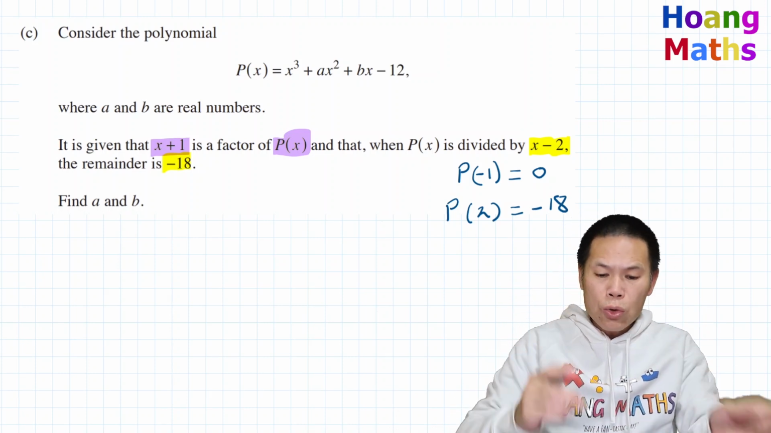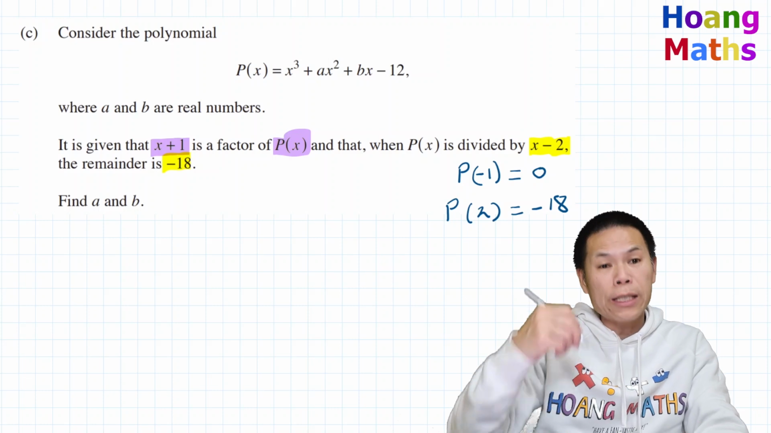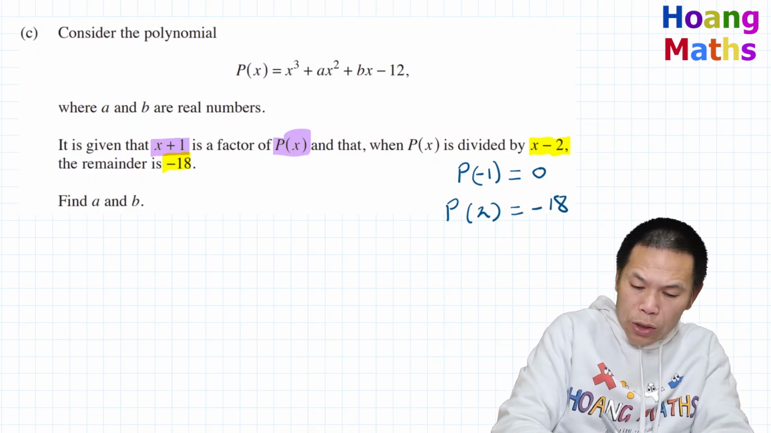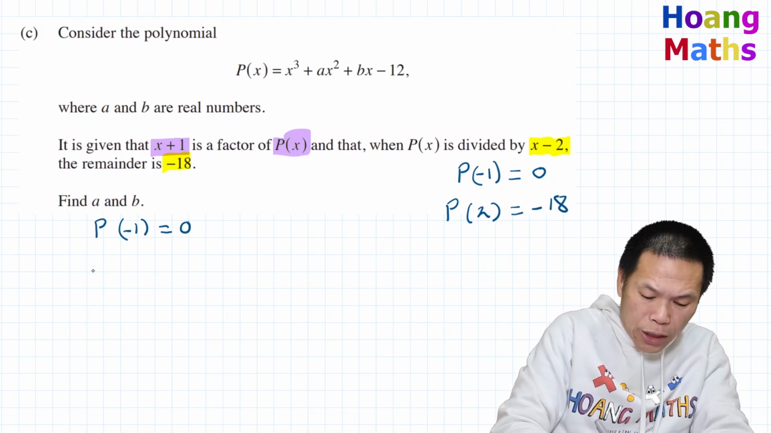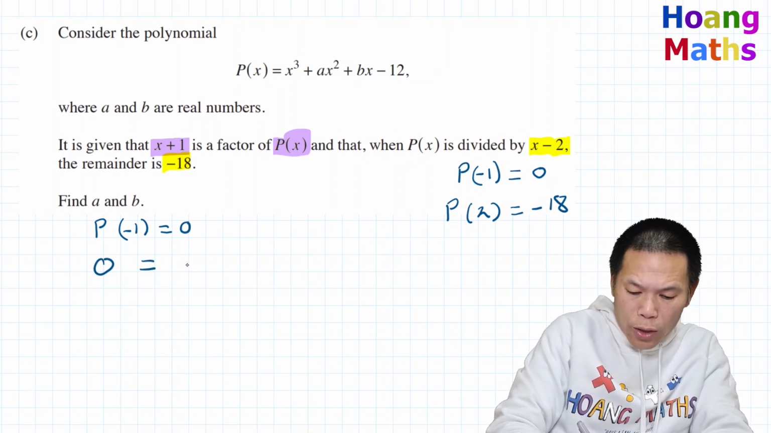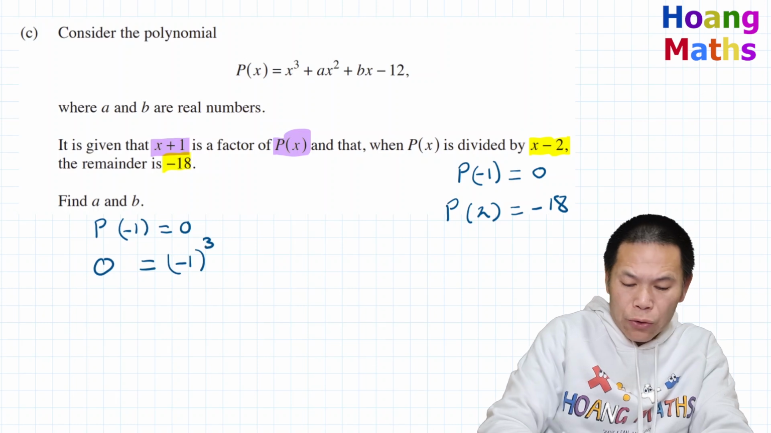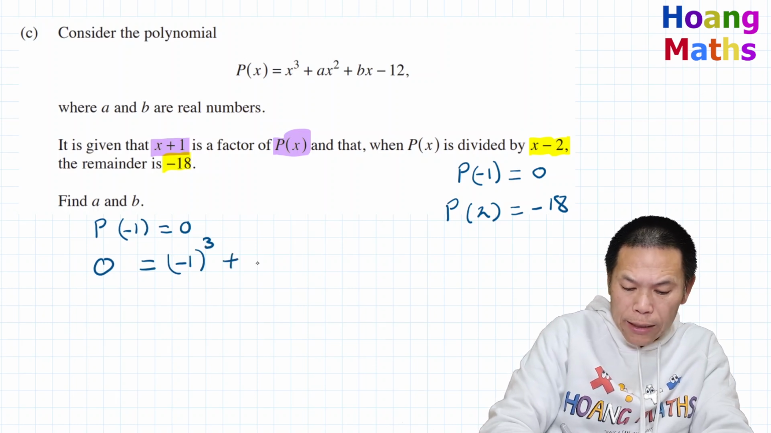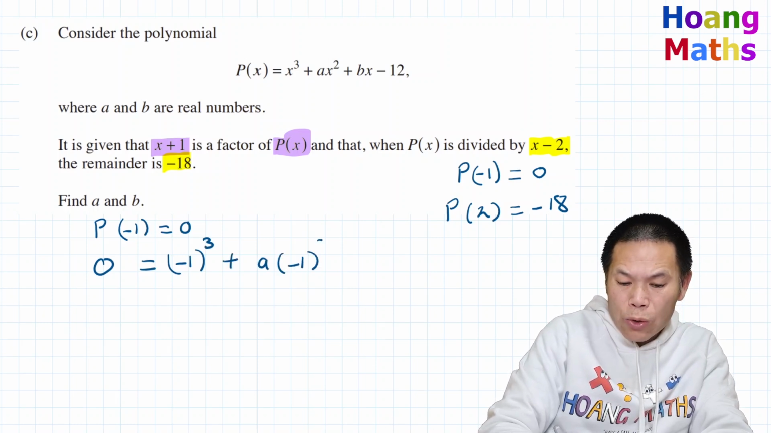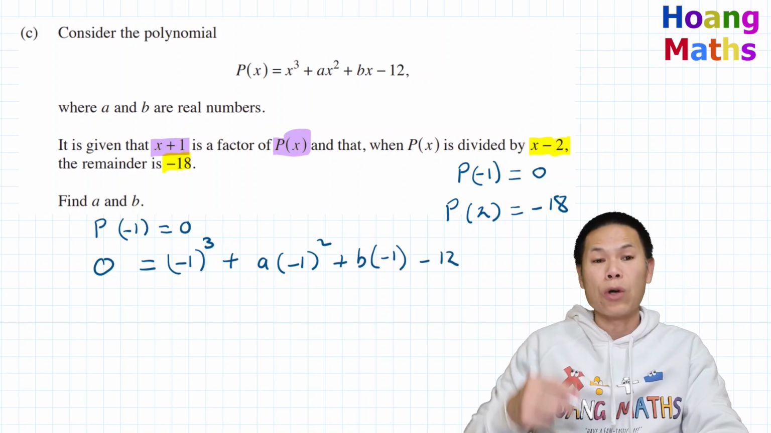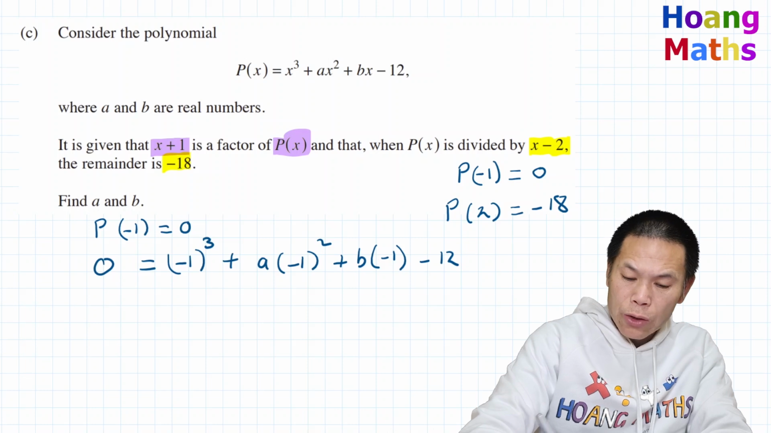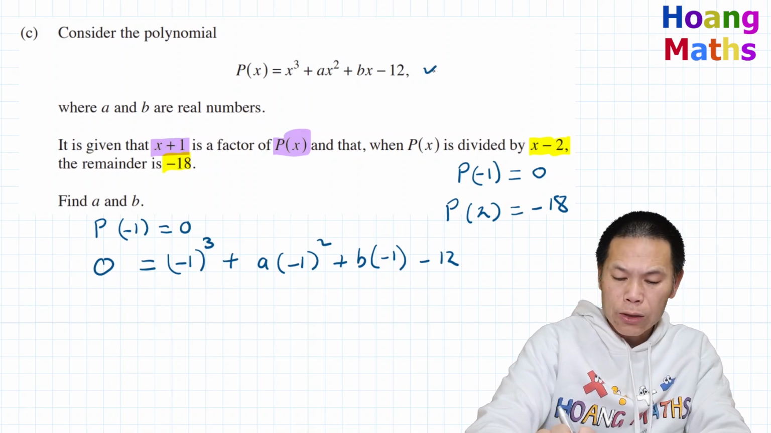Now, P(-1) is equal to 0. Let me write it down. So 0 = (-1)^3 + a(-1)^2 + b(-1) - 12. I just substitute x = -1 into this. That's all it is.